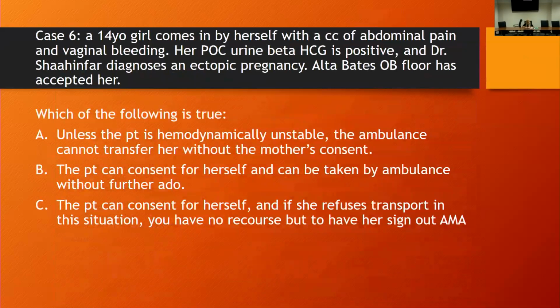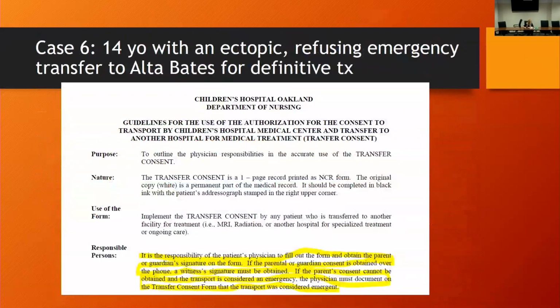Yes, if she's unstable. The patient can consent for herself, and if she refuses transport, you have no recourse but to sign her out AMA. And actually, we have a trauma policy. I think I gave you the wrong thing. Okay, look at this. It is the responsibility of the patient's physician to fill out the form. If the guardian consent is obtained, okay, but if the parent's consent cannot be obtained for transfer, and transfer is considered an emergency, like an ectopic that's bleeding, and you have to go to Alta Bates, the physician must document on the transfer consent form that it was considered emergent, and out she goes.